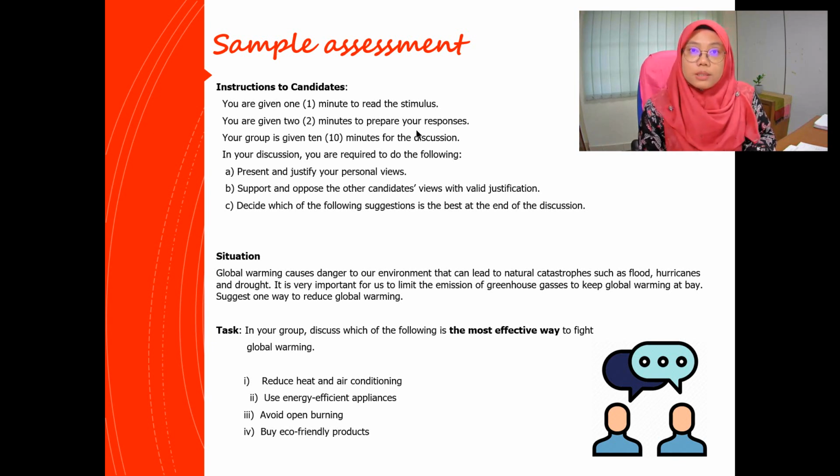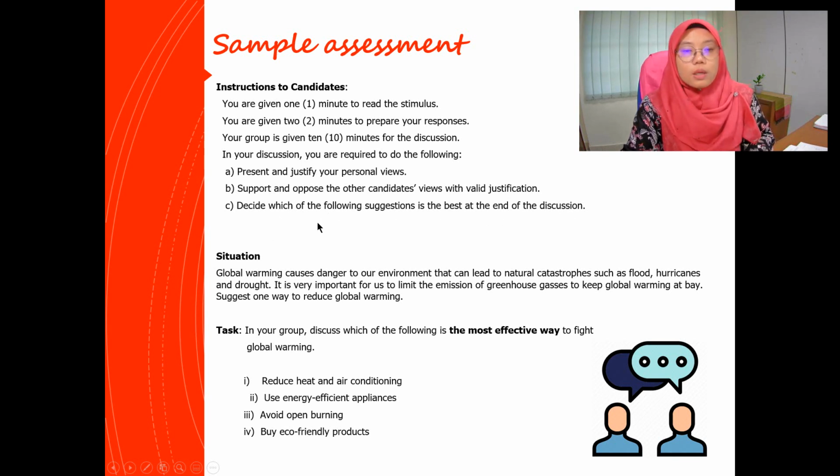You have to write your ideas. You cannot go and Google for the answers. Okay? And overall, as a group, the 4 of you are given 10 minutes for the discussion. So in the discussion, you have to do these things. Present and justify your personal views. Support and oppose the other candidates' views. And decide which of the following suggestions is the best at the end of the discussion.